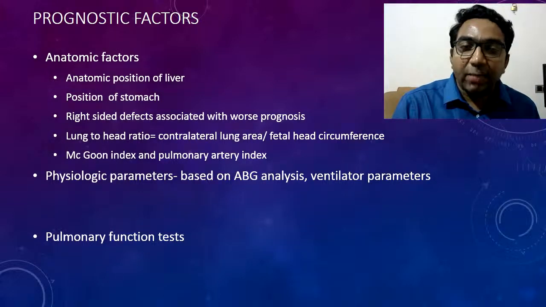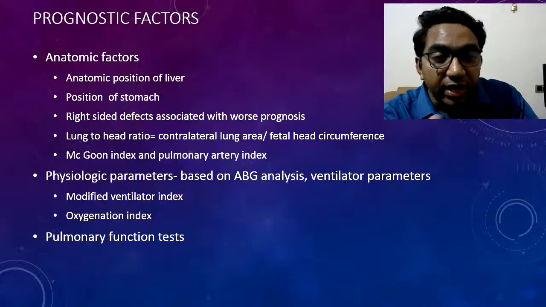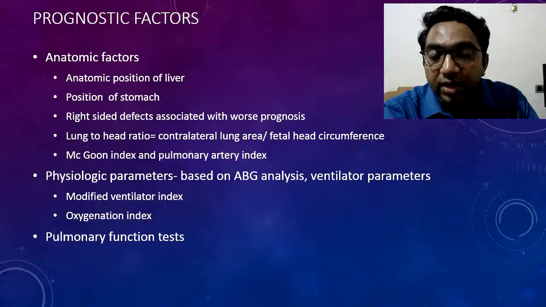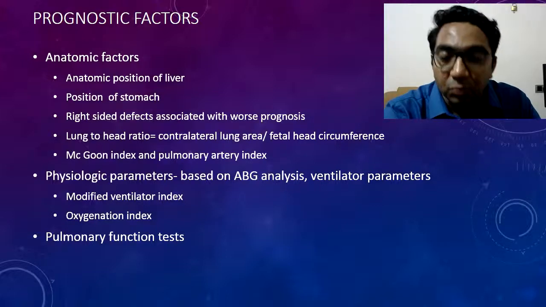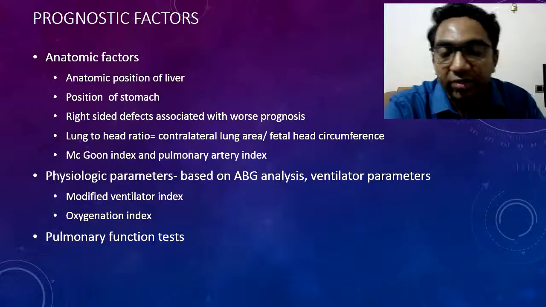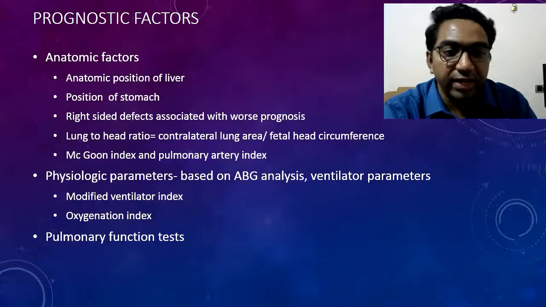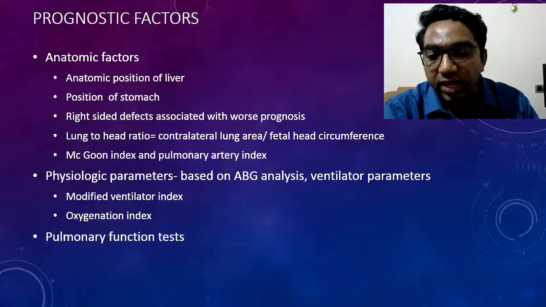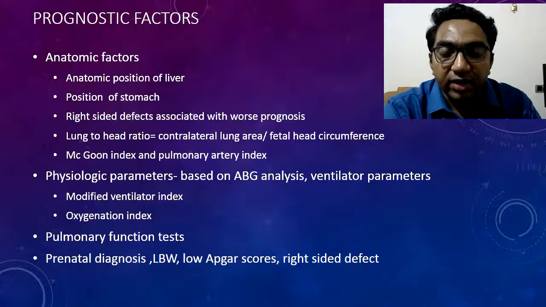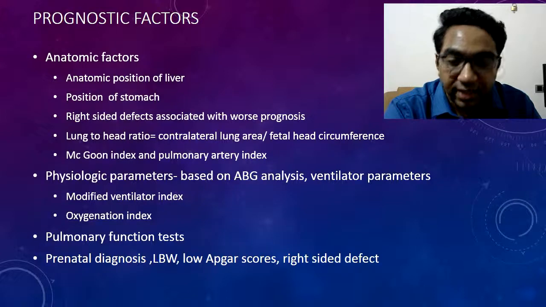Then Magoon index and pulmonary artery index. Both these indices are measures of increased pulmonary hypertension. When pulmonary hypertension is more, the prognosis is poor because there is an increased chance of respiratory failure. Physiological parameters based on ABG analysis and ventilator parameters include modified ventilator index and oxygenation index. Pulmonary function tests can be useful, especially in older age group. In younger and newborn children, it is less useful.